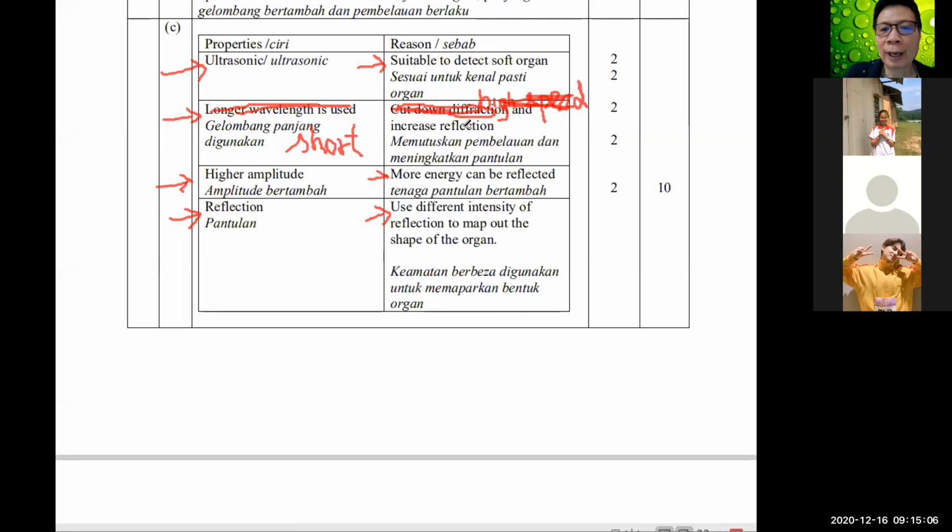Correct. When no diffraction happens, it means the sound cannot go around the corner to other places. It will have to hit the organ, like the liver, then get reflected. I repeat the reason. Wavelength we choose short. The reason is prevent diffraction and increase the reflection. Because lambda is small, it is very difficult to diffract. Okay, so we have done this. Got all the answers or not? Ong Jia Yin, do you get the answer? Yes. Okay, next.